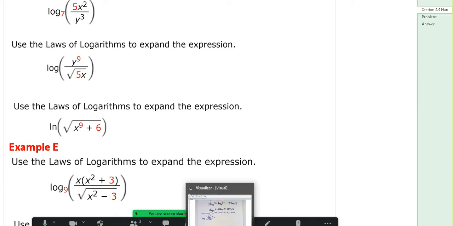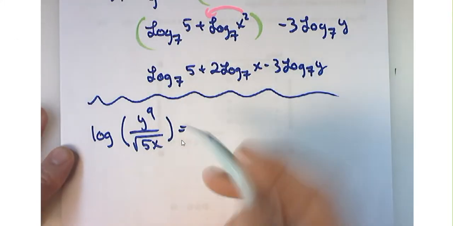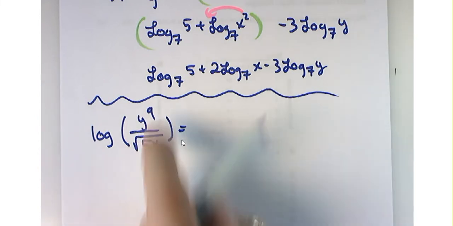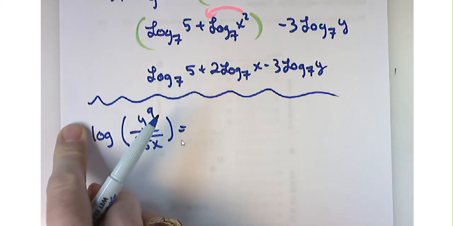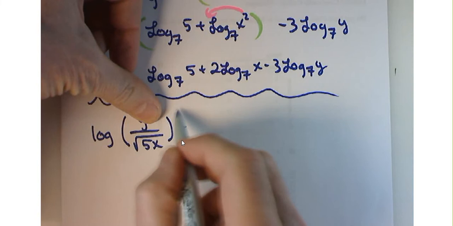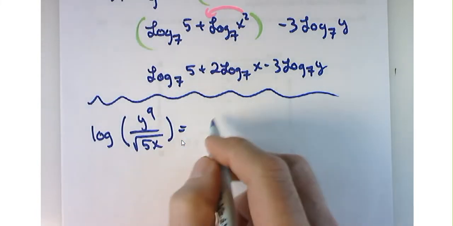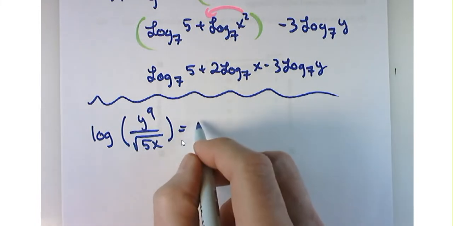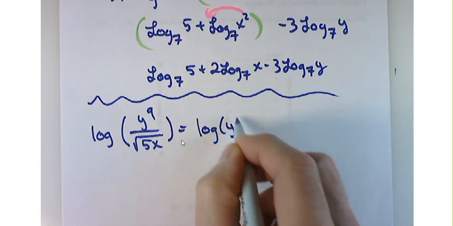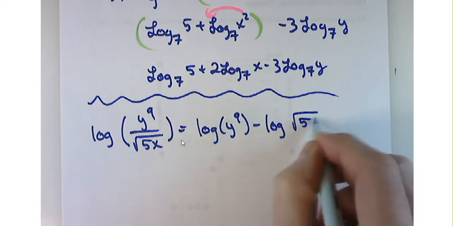Now, in a sense, this is kind of like the last one, because the first thing you see that we can really dig our teeth into is that we've got a quotient. You can't bring the 9 out here because the 9 only applies to the y. If I had the 9 outside the parentheses, if that 9 applied to this whole expression, then I could bring it out. But that's not what I've got. So I'll write this as the log of y to the 9th minus the log of the square root of 5x.